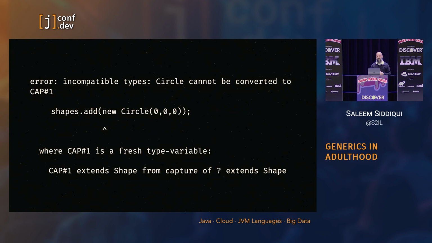So if you try to do that, it will say circle cannot be converted to capture one, because it's a question mark, so we didn't give it a letter. That's why cap #1 is Java's way of placeholder. And it says that cap1 is a fresh type variable, as in a newly injected type variable that the compiler did, and for your circle, it is not guaranteed at all that it's a subtype of that.